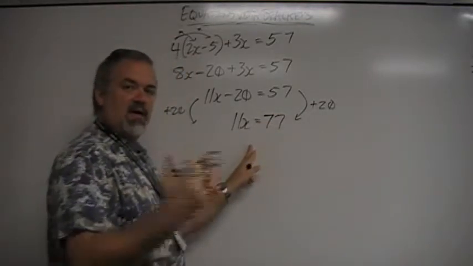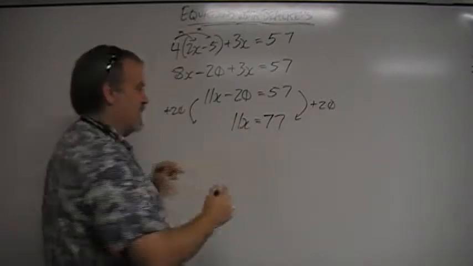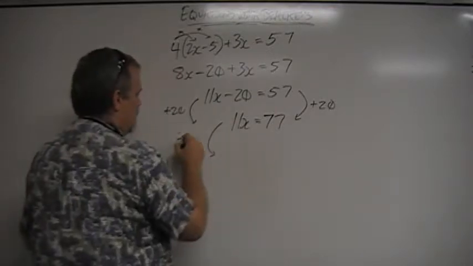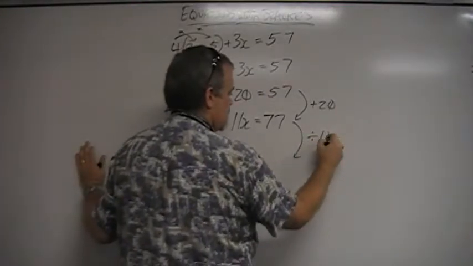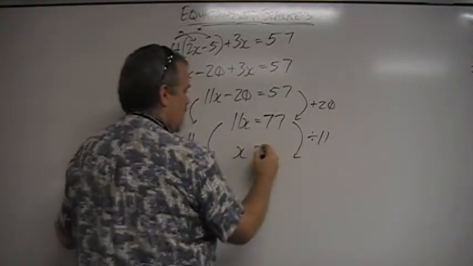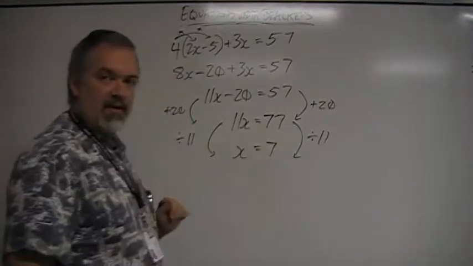11 times x, undo multiplication by dividing. So we're going to divide by 11. Just going to leave me x here. We'll divide by 11 on this side. 77 divided by 11 gives me 7.